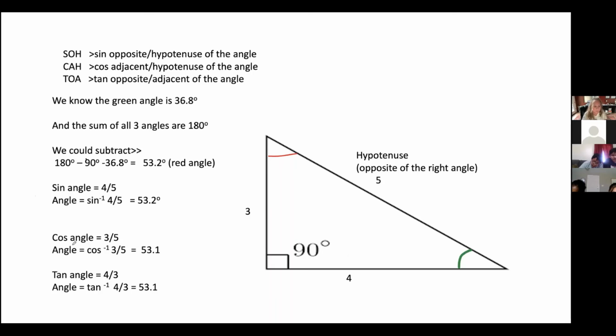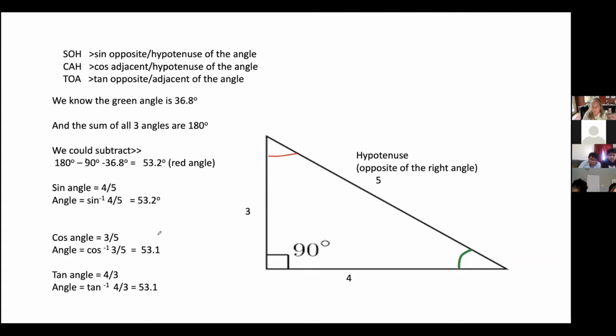These two just didn't perfectly work out. Cosine, CAH. The adjacent of the red is 3. The hypotenuse is 5. So the cosine of the angle would be 3 divided by 5. Rearrange that so that the angle is the inverse cosine of 3 over 5. I got 53.1, so a little bit off.